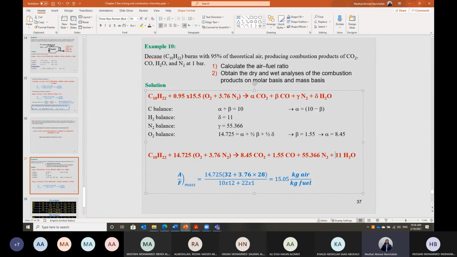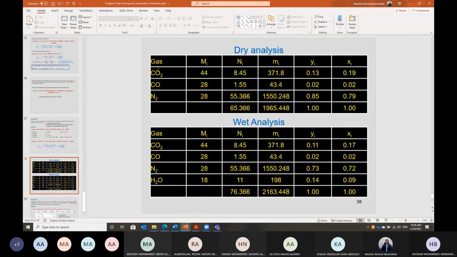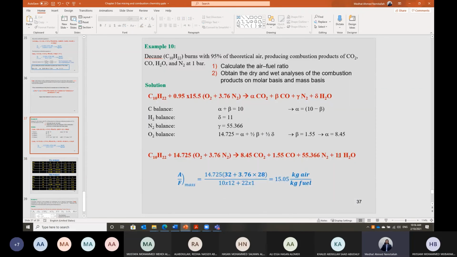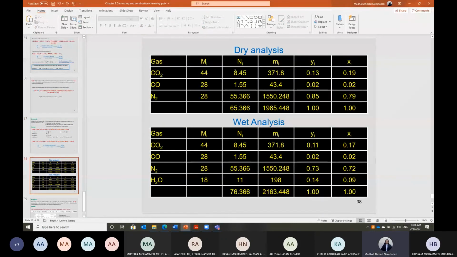In case of dry analysis, guys, I will just neglect H2O as if it does not exist. So for the dry analysis, this is the combustion product: we have CO2, we have CO, we have N2, and H2O in this case is just a condensate. This is the number of moles of those components, based on the combustion equation we have calculated. We have the molecular weight for each component, then we can calculate the mass of each component. Mass will equal the molecular weight multiplied by the number of moles.